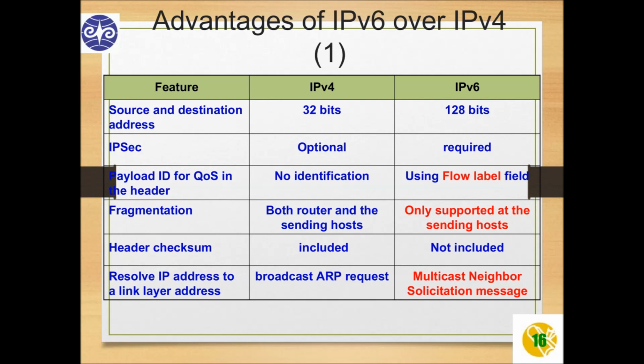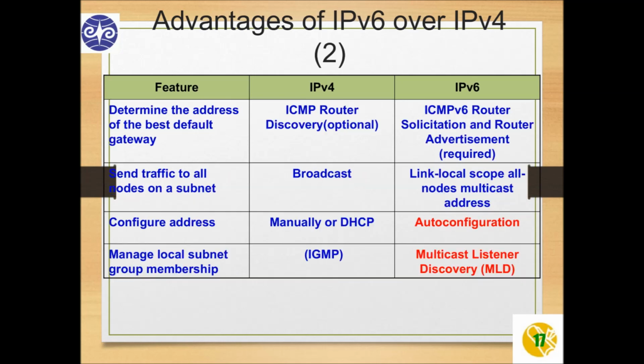Resolve IP address to a link layer address. In IPv4 it is a broadcast address resolution protocol request, and in IPv6 it is a multicast neighbor solicitation message. It's our last slide of today's lecture and the topic is continued. Advantages of IPv6 over IPv4.